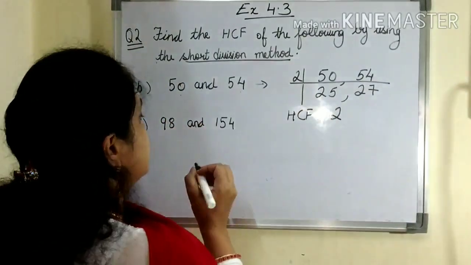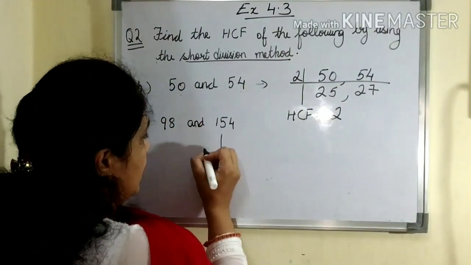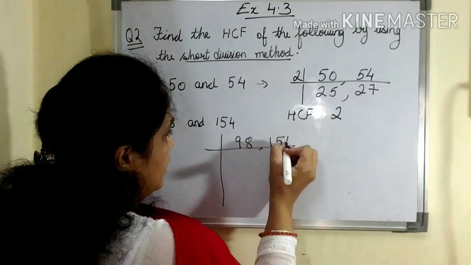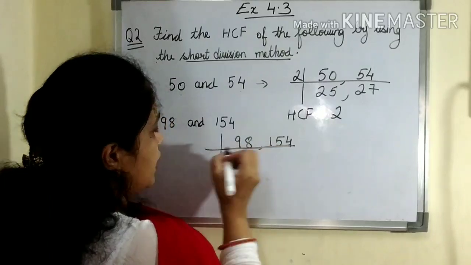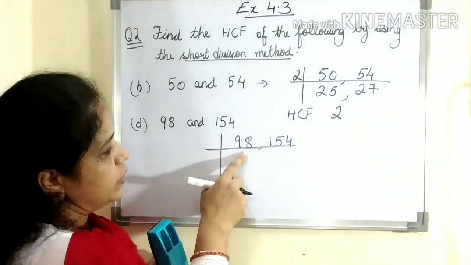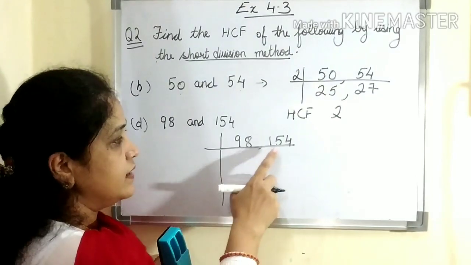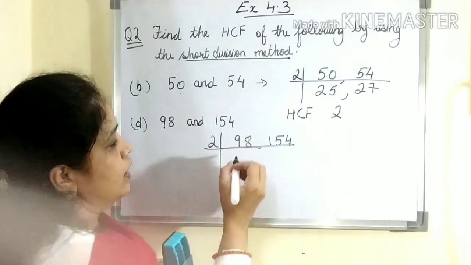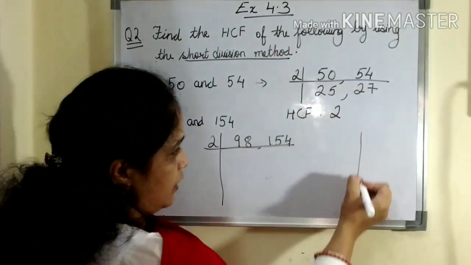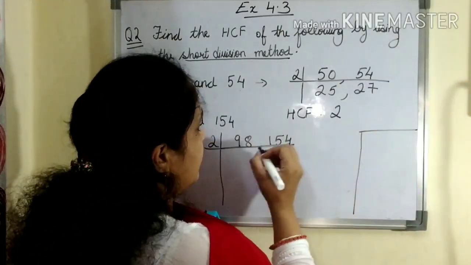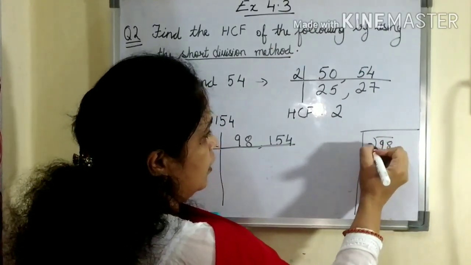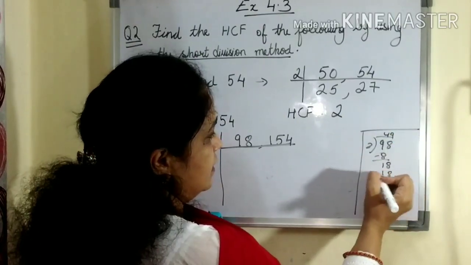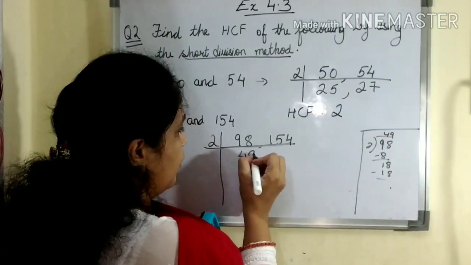Okay. Now the next is 98 and 154. How do we write it? First we write 98, 154 and we divide it. Now think of a common prime number which divides both 98 and 154. Both are even, so they get divided by 2. Now I am doing it mentally. In the rough column you can divide it and find 98 divided by 2. 2 4s are 8, 2 9s are 18. So it goes to 49.